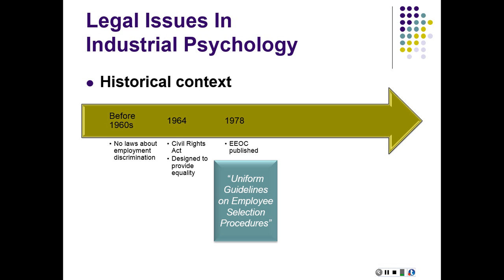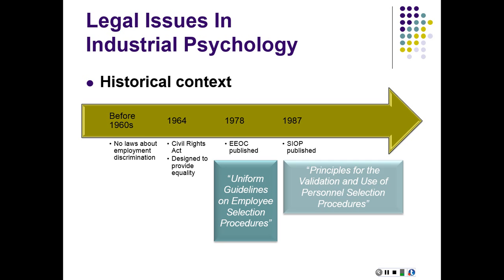In 1978, the EEOC published the Uniform Guidelines on Employee Selection Procedures, which became the Bible for how selection can be conducted. EEOC is the Equal Employment Opportunity Commission. So they are the federal bureaucracy that's charged with making sure that employers are following the law that was set forth by the Civil Rights Act.